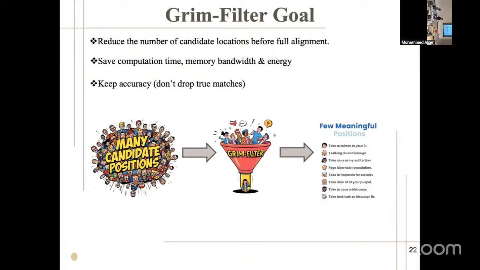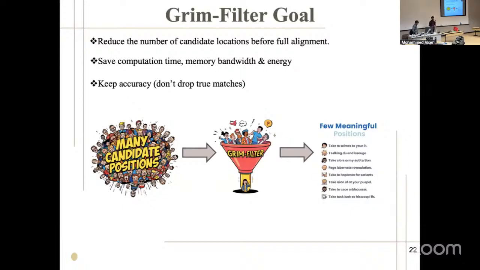You can think of it like applying for job interviews. There would be thousands and hundreds of thousands of applications for one position, and we can think of the interview process as a filter. It filters out and chooses only a few candidates for that position, right? That is exactly what's happening in the GRIM-Filter.